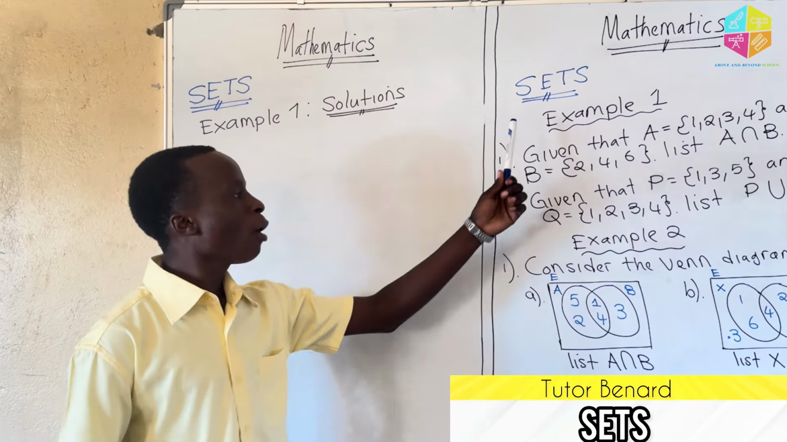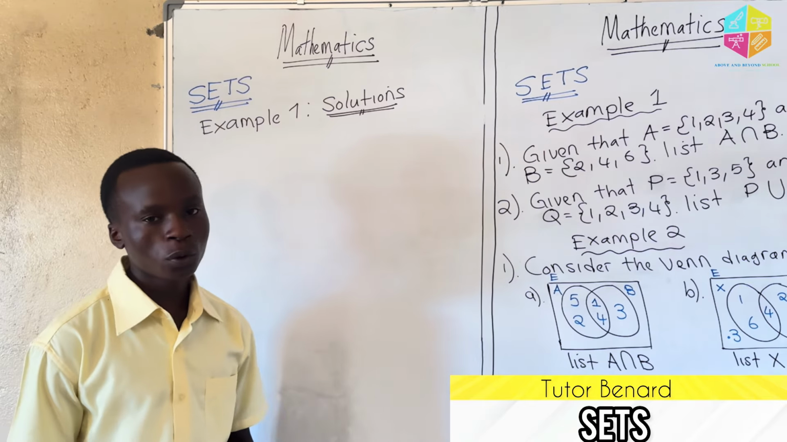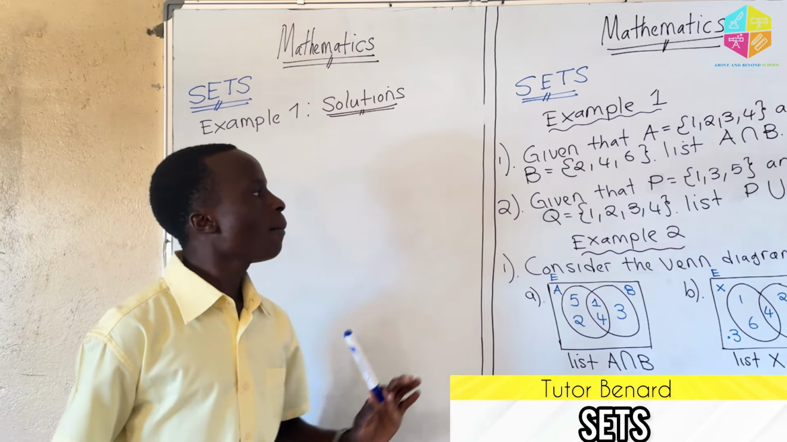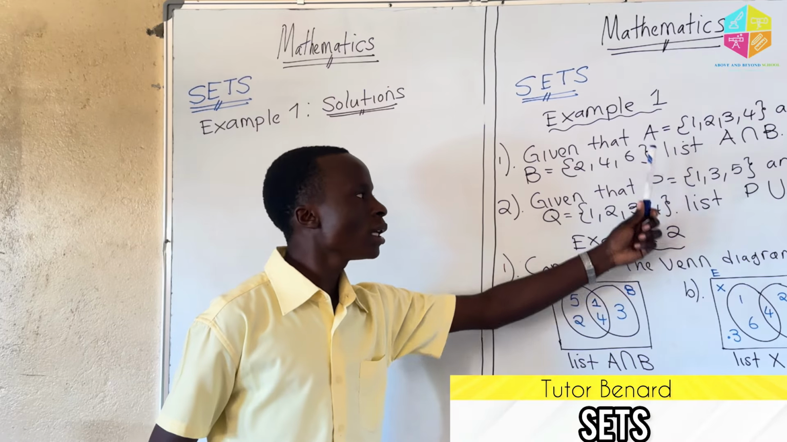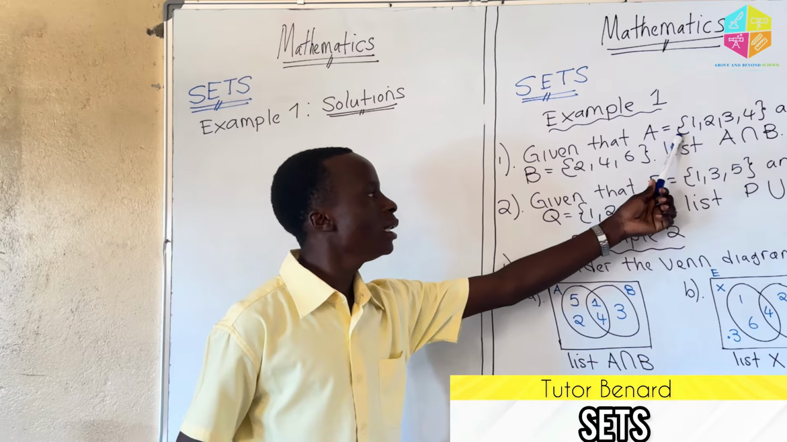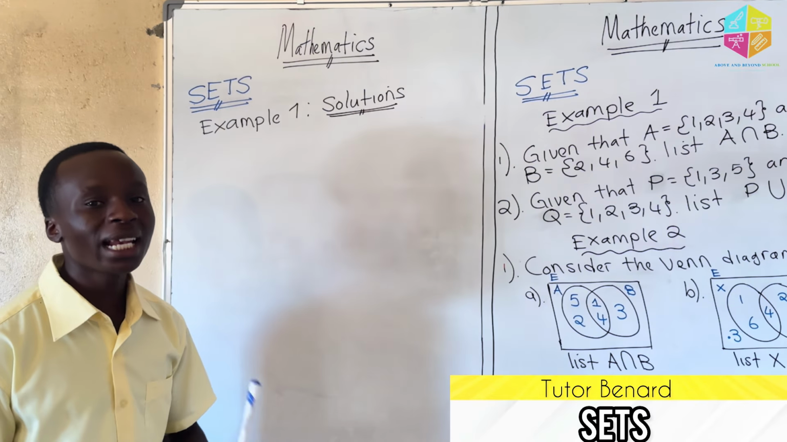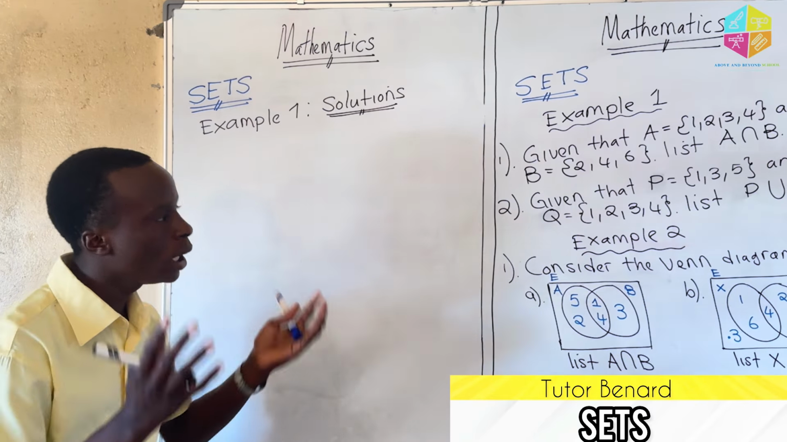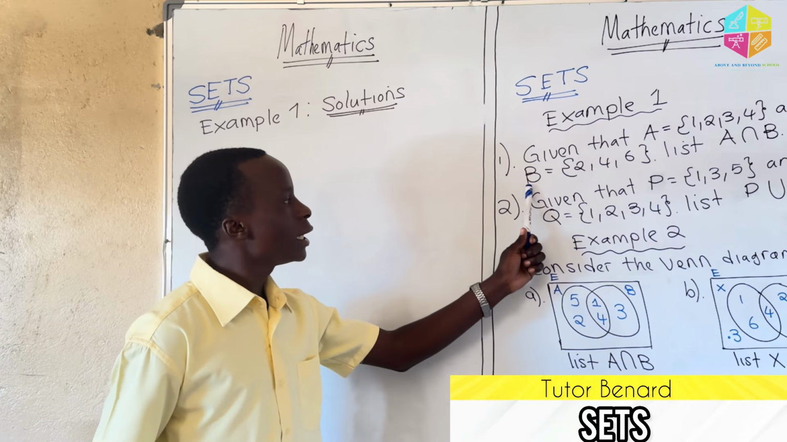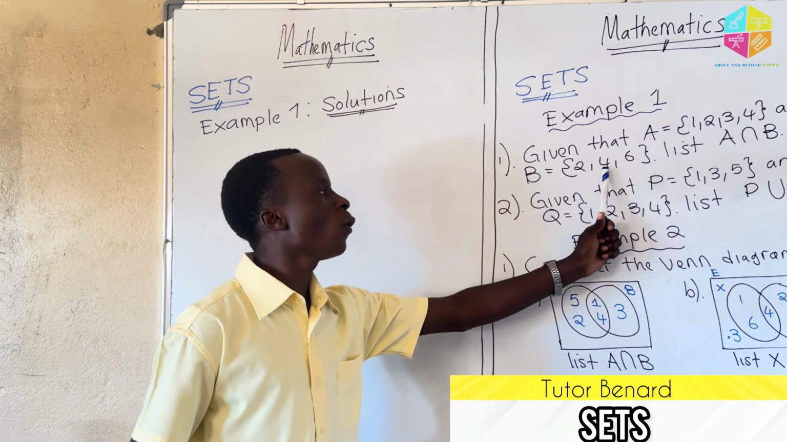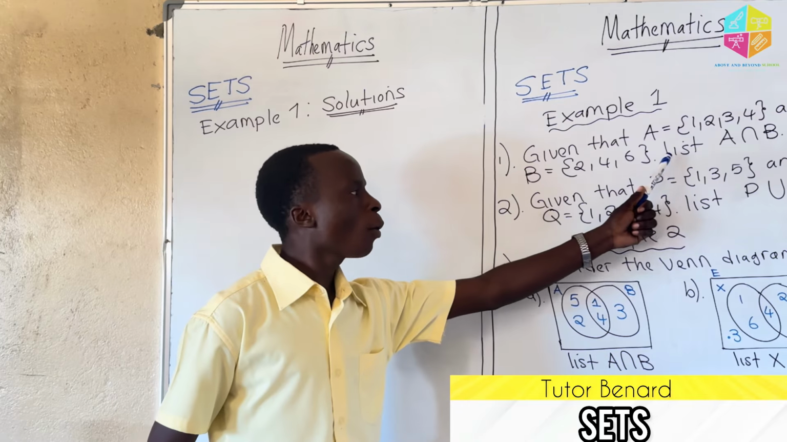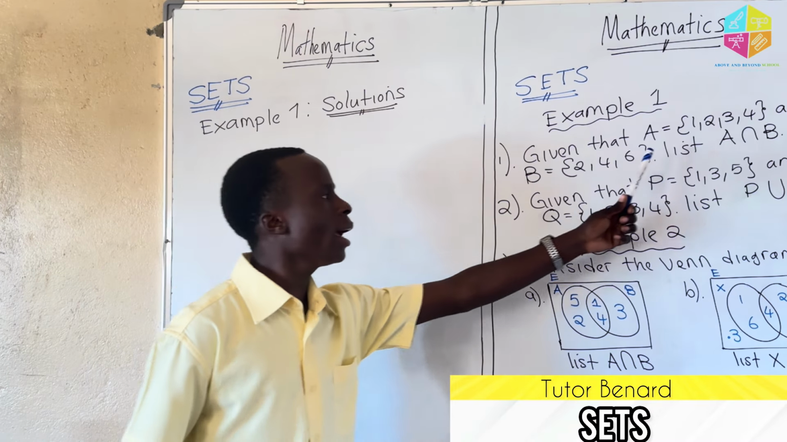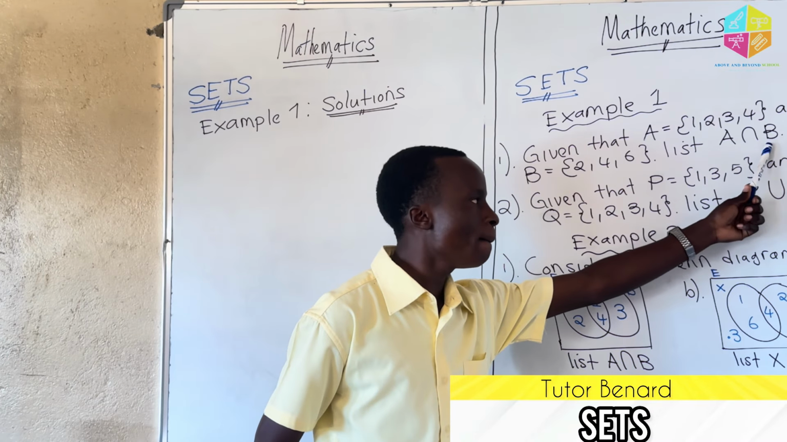So when you observe our example 1 as well as example 2. Our first example is saying, given that set A equals, these numbers that you are seeing in set A are known as elements. Why? Because they are collected. And set B equals 2, 4, 6. So these are the elements for set B. And then our question says list A intersection B.